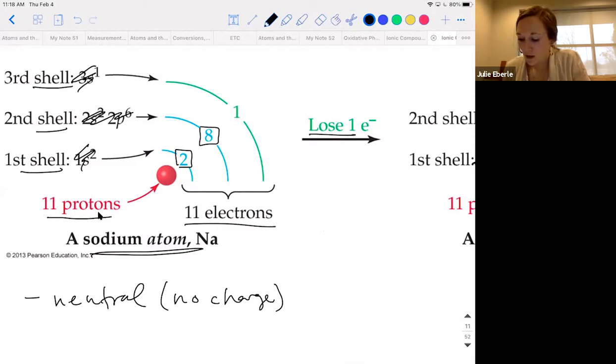But we know sodium's going to lose 1 electron, okay? Because it is in main group what? What main group is sodium in? The alkali metals. The alkali metals are main group 1. Thank you. So there it is, the 1 valence electron.